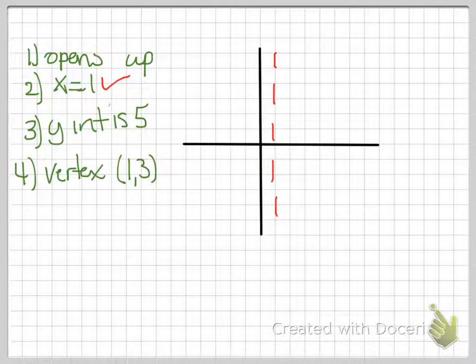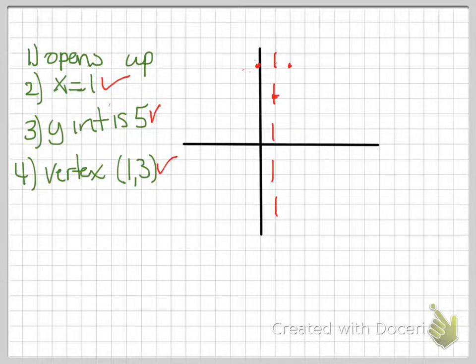Then I'm going to find my y-intercept. Since it crosses at 5, I'm going to put a point there at 5 on the y-axis. Right there. And then our next step is we're going to put that vertex in. The vertex is where x equals 1 and y equals 3. So that's going to be this point right here. And since we know that we have an axis of symmetry, I'm going to take my y-intercept at 5. Count into your axis of symmetry, which is 1, and then count back out 1. So there's that reflection or that symmetry.